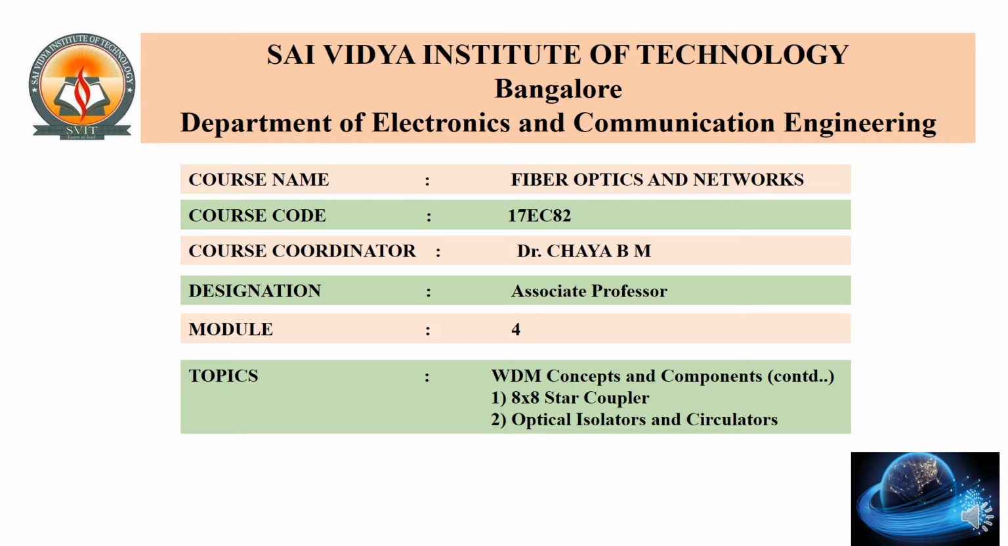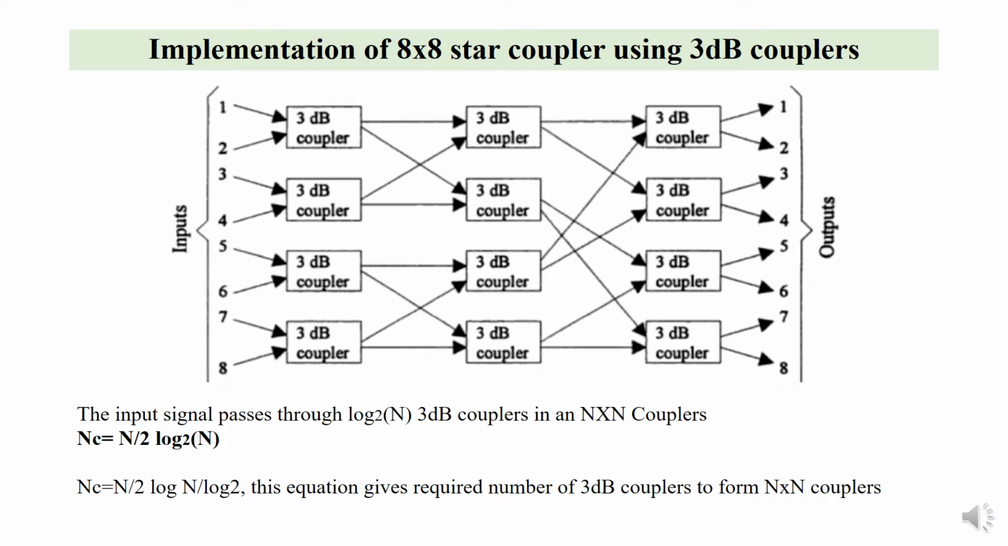Let's continue with WDM concepts and components. In this video, let's try to understand what is an 8x8 star coupler, optical isolator and circulators. Implementation of 8x8 star coupler using 3 dB couplers. This can be formed by interconnecting 2x2 3 dB couplers, or 2x2 couplers. So it requires basically 12 2x2 couplers.